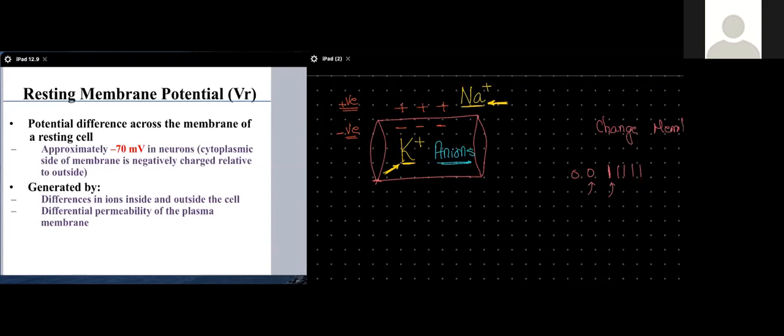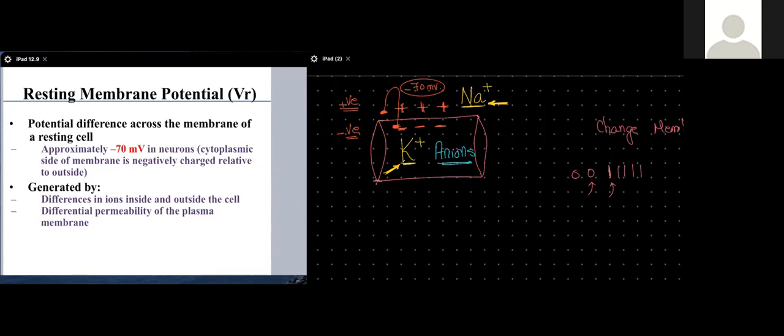If I measured the difference between the charges on the inside and the outside of the plasma membrane of a nerve cell in a resting state, I will see that the inside of the cell membrane is more negatively charged than the outside by a value of 70 millivolts.